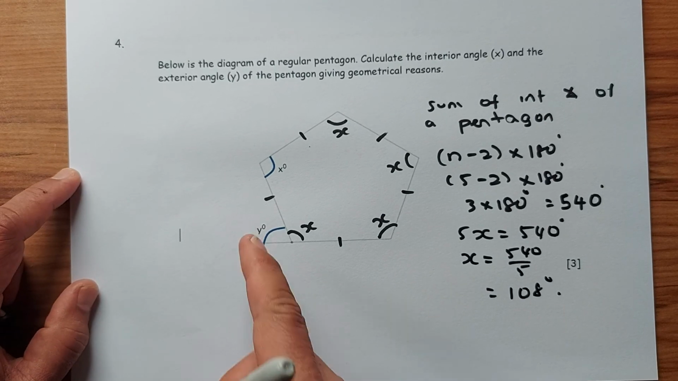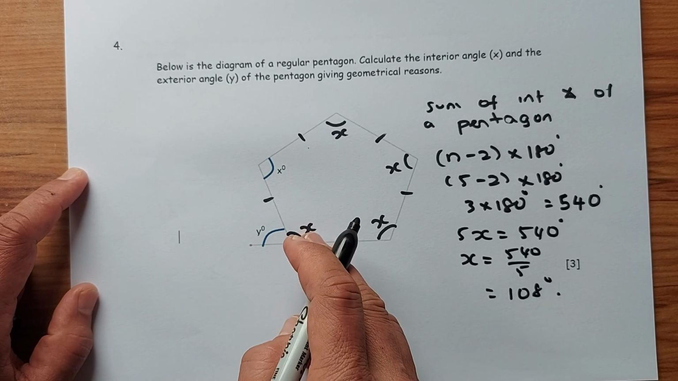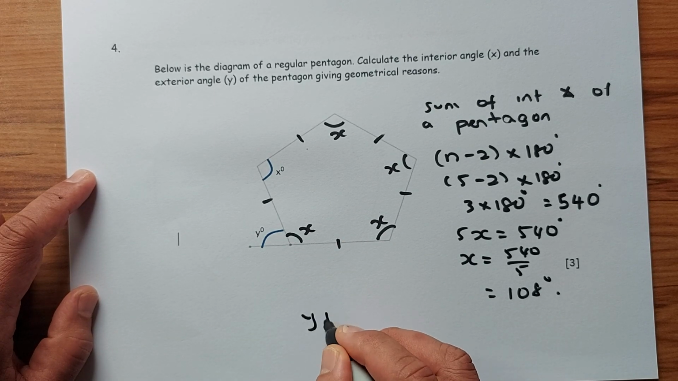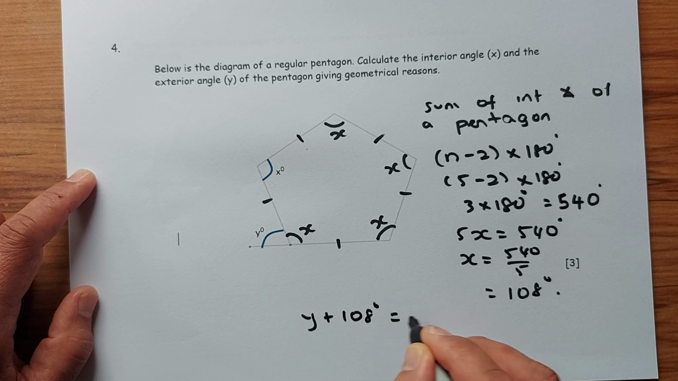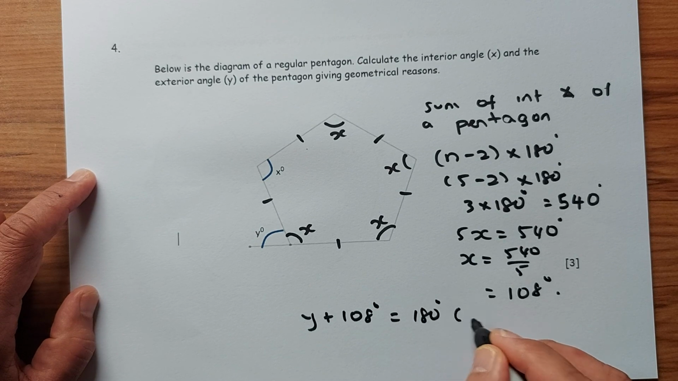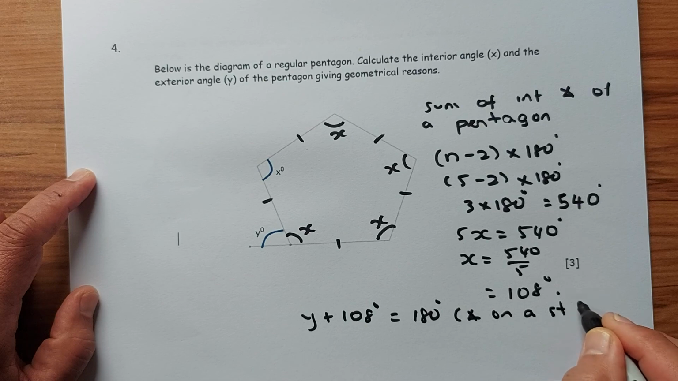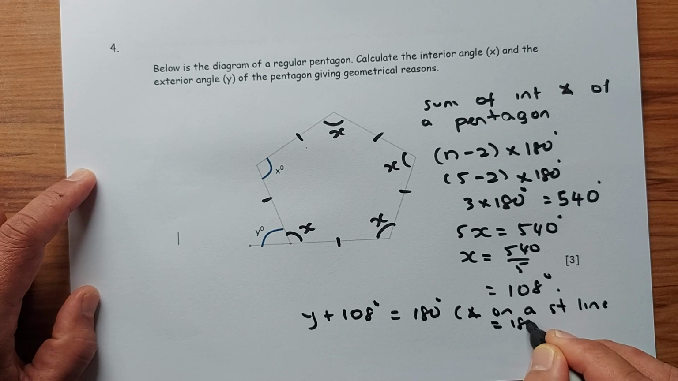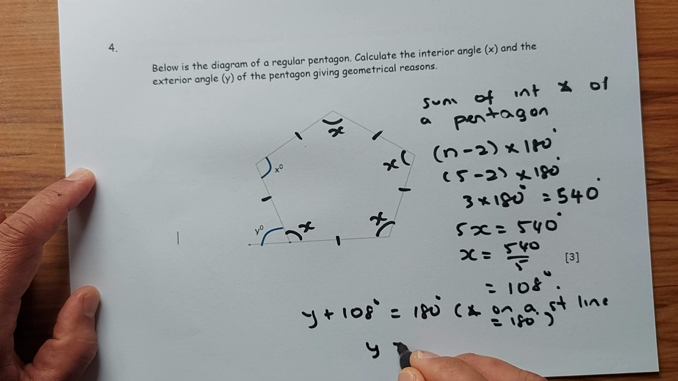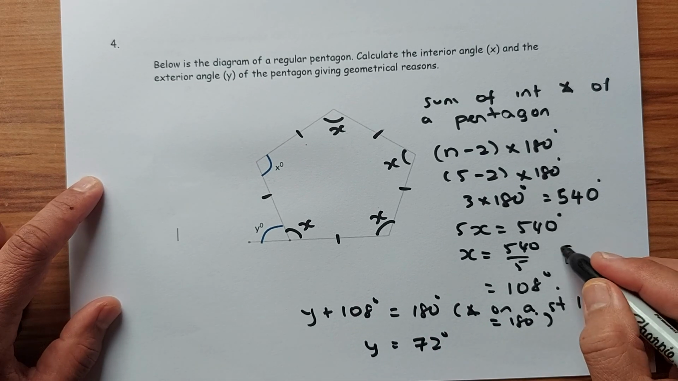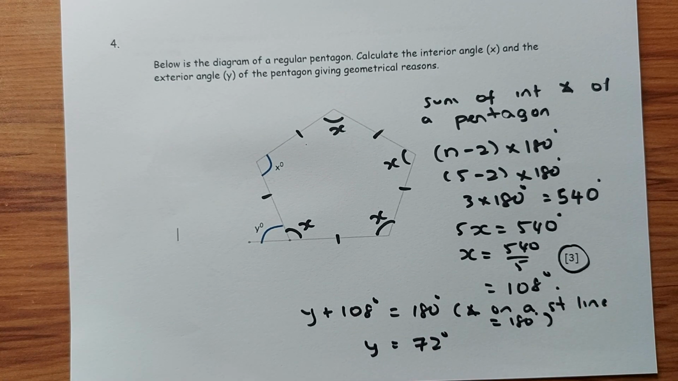So to find your y, the exterior angle, x is 108, so this is an angle on a straight line. So y plus 108 degrees is going to be 180. The reason is angles on a straight line add up to 180. So y is simply 72 degrees because 180 minus 108, and that will give you 3 marks in the exam.